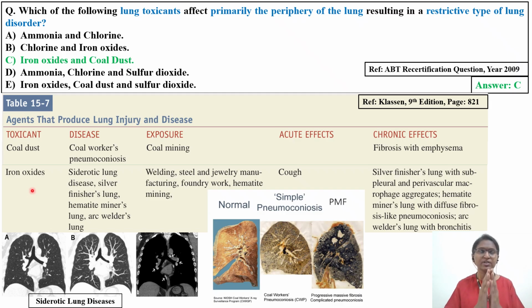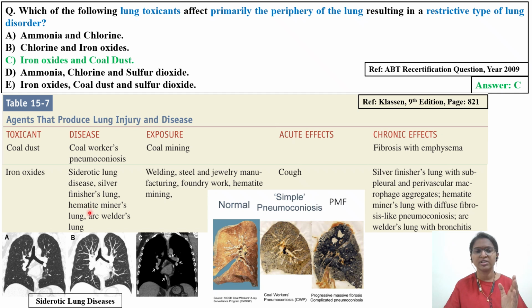Iron oxide: whenever it comes to iron, think about the oxidation states also, Fe plus 2, Fe plus 3. All those things you have to keep in mind and read. With respect to iron oxide, the disease it causes is called siderotic lung disease. I think the Latin name with respect to iron is siderosis, while iron, Fe, comes from ferrum. Some Latin origin is there because of which the term siderotic, siderosis comes. That's why the disease is called siderotic lung disease, or silver finisher's lung, or hematite.